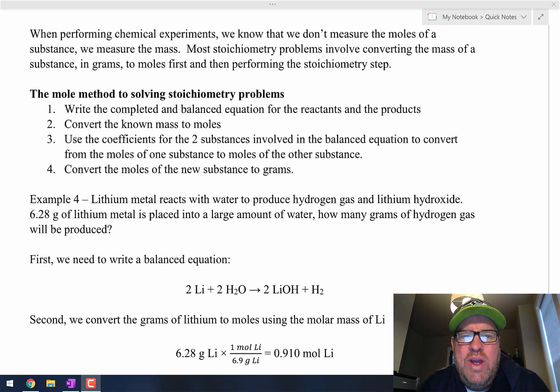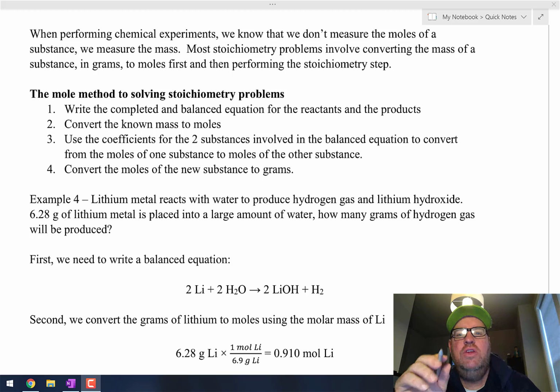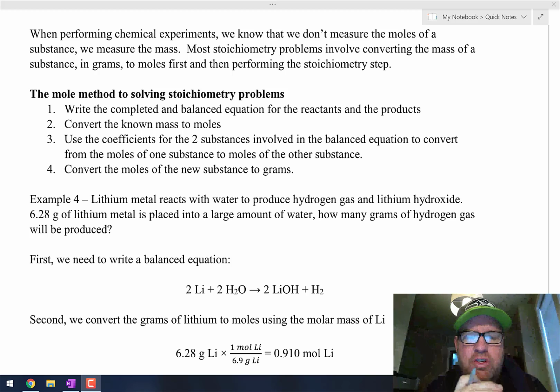So in our last unit, we had learned about how you convert grams to moles. And then just in our last video, we learned about stoichiometry, where you convert the moles of one thing to the moles of something else. So what we're going to do now is combine those two together.